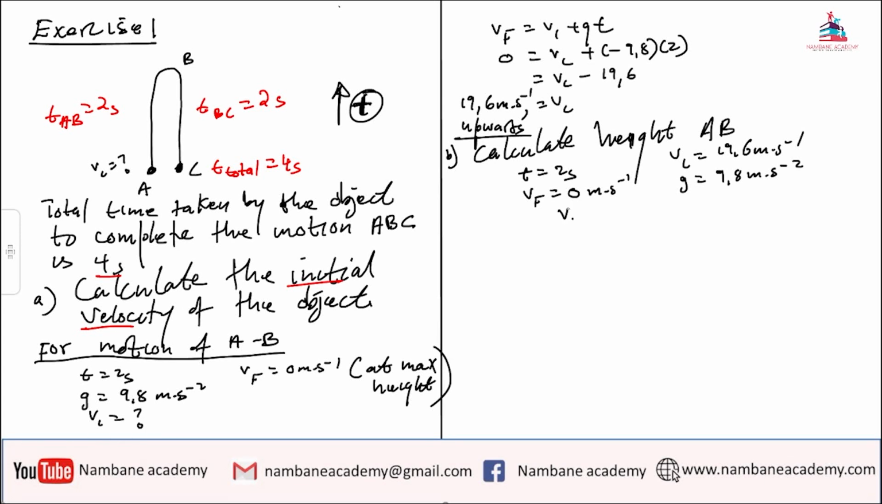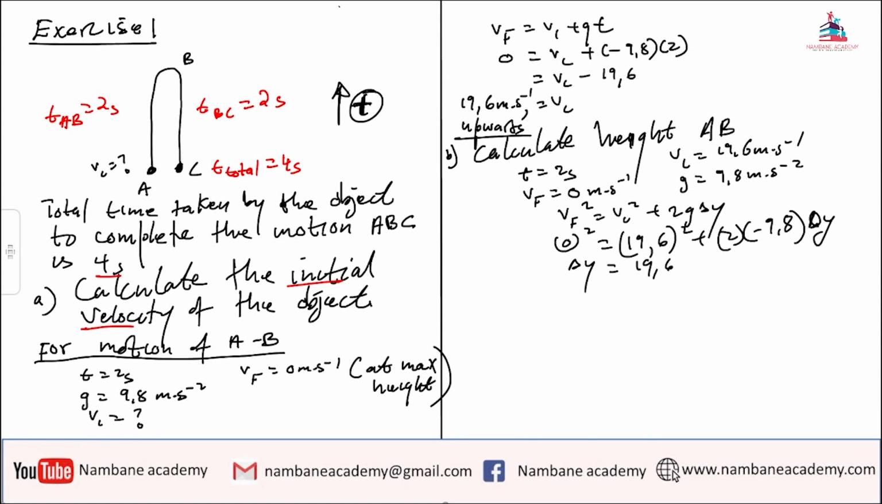Then everything becomes easy. V final squared is equals to V initial squared plus 2G delta Y. Then 0 squared equals 19.6 squared plus 2 multiplied by minus 9.8 delta y, and the final answer of delta y is 19.6 meters.